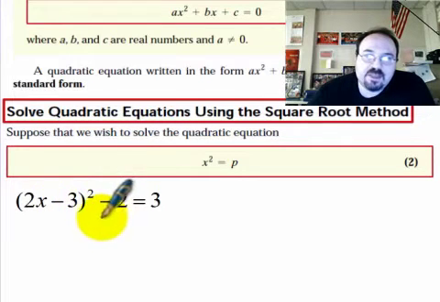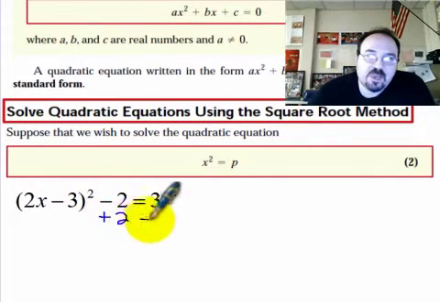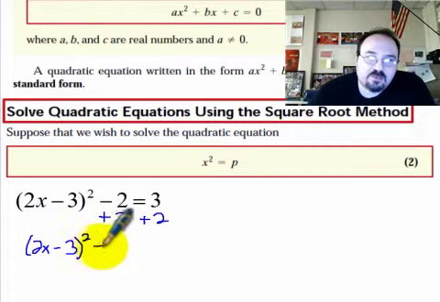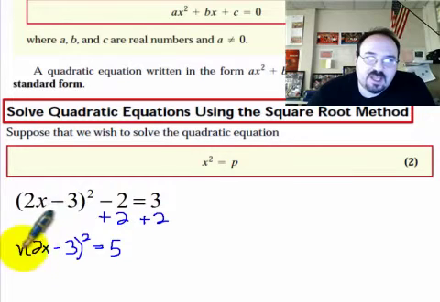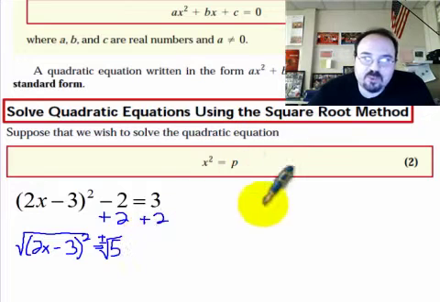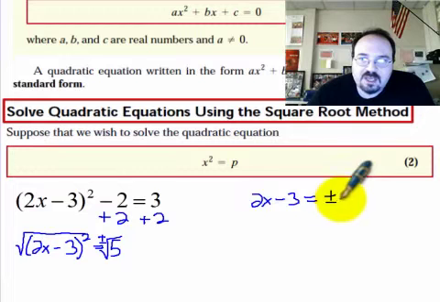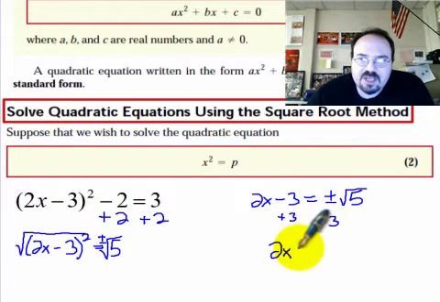But the thing that I like about this quadratic is that I can get the squared part alone. So I add 2 to both sides and I get 2x minus 3, quantity squared, equals 5. And then I'm going to square root both sides, and I write plus or minus when I take the square root. So I get 2x minus 3 equals plus or minus square root of 5.